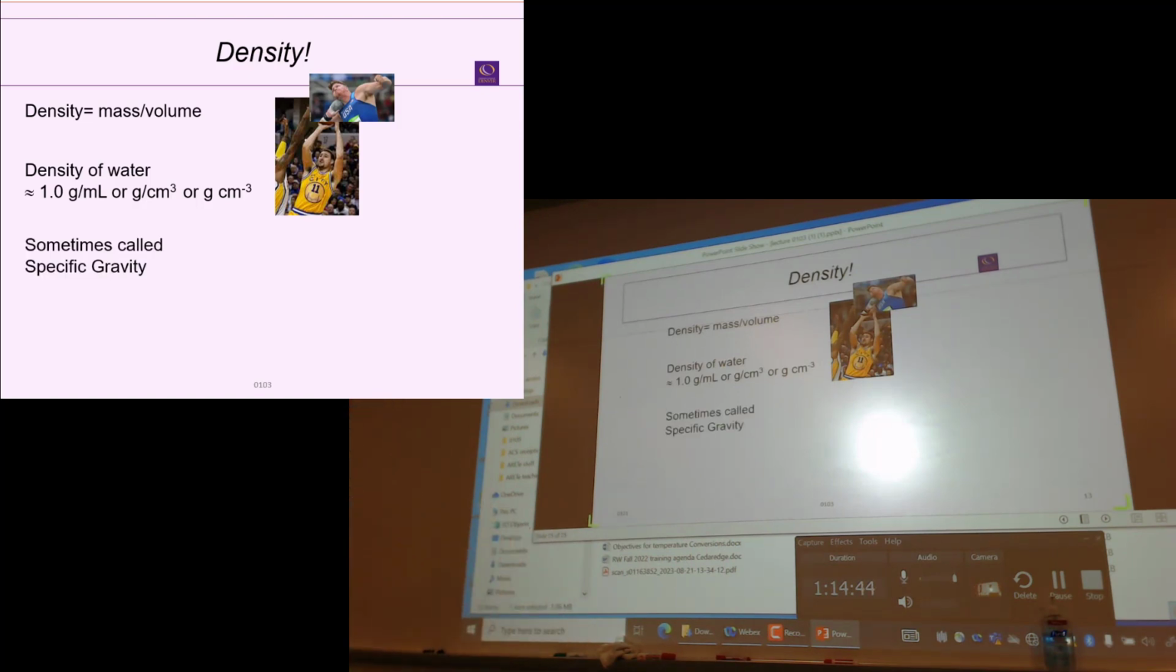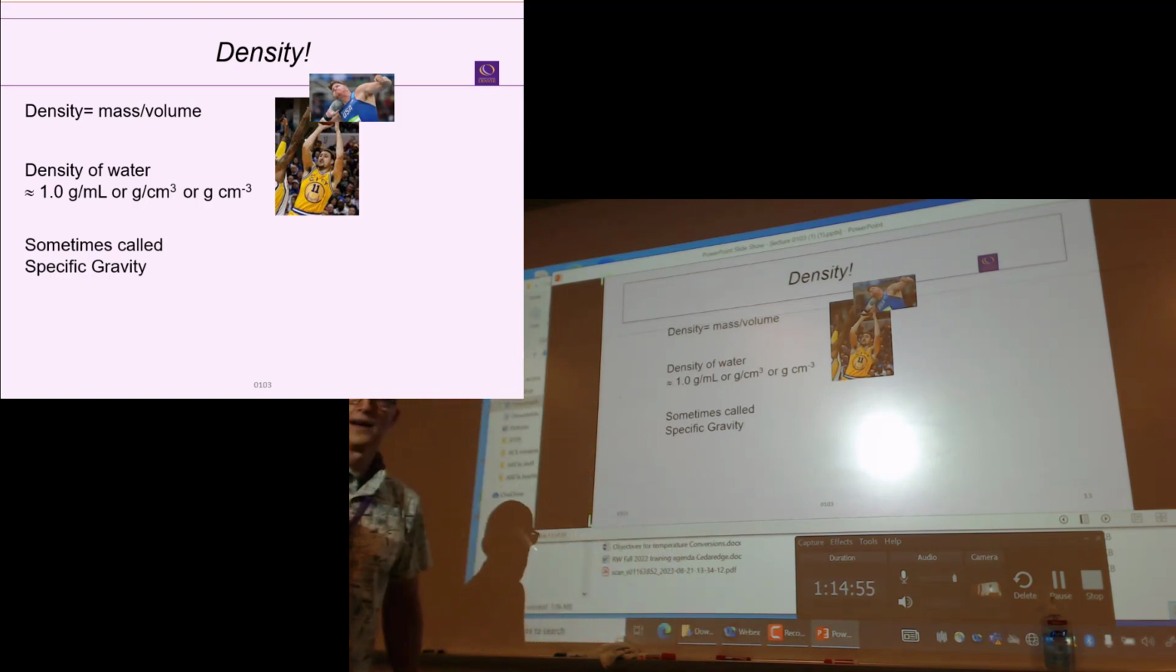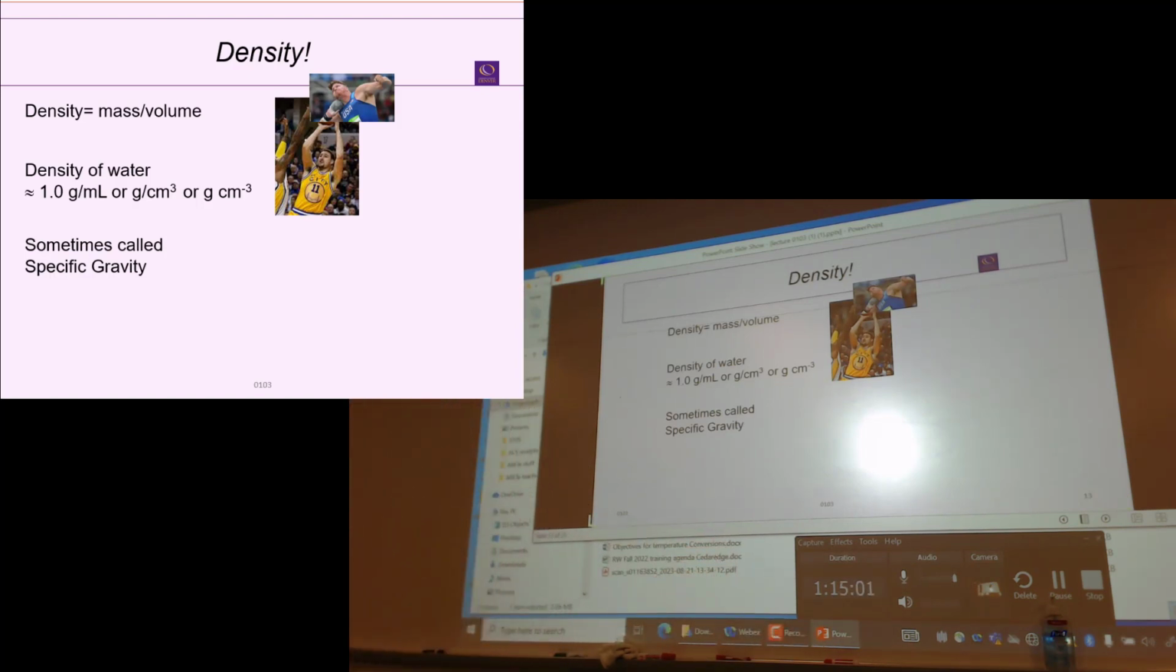Sometimes this is called specific gravity, just in case you hear that thrown around. It's a weird word. Specific gravity. I can't even tell you what that means. But just so you know, it means density. Same thing. If you go to get your radiator checked, they might say, we're going to check the specific gravity of the radiator. What do you think? If you're trying to figure out the density, you can figure out if you have enough antifreeze in there or not.